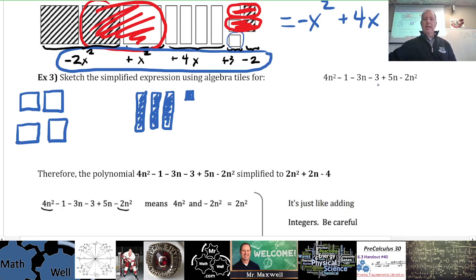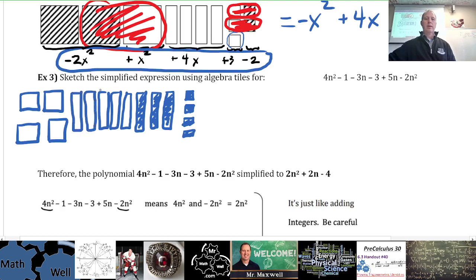All right, what's next? I have negative 3, so I need 3 more little squares that are shaded in. Awesome. Let's keep going. I need positive 5 n's, so I need 5 of these n tiles that are not shaded in. And then I need negative 2n squared, so I'm going to put those over here with my other n squareds. They're shaded in. Negative 2n squared.